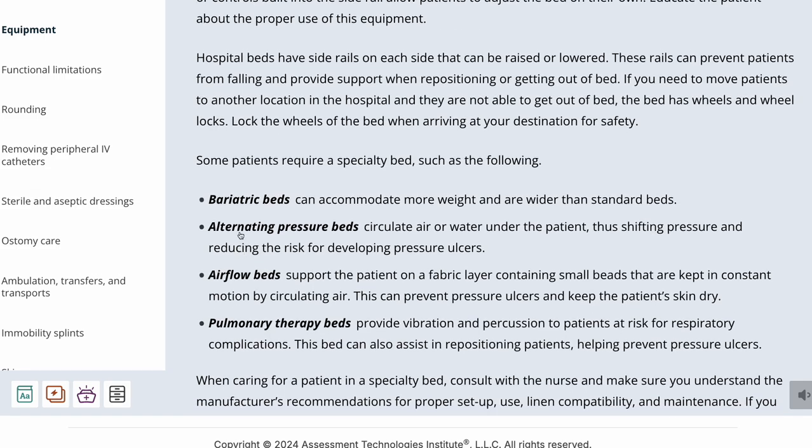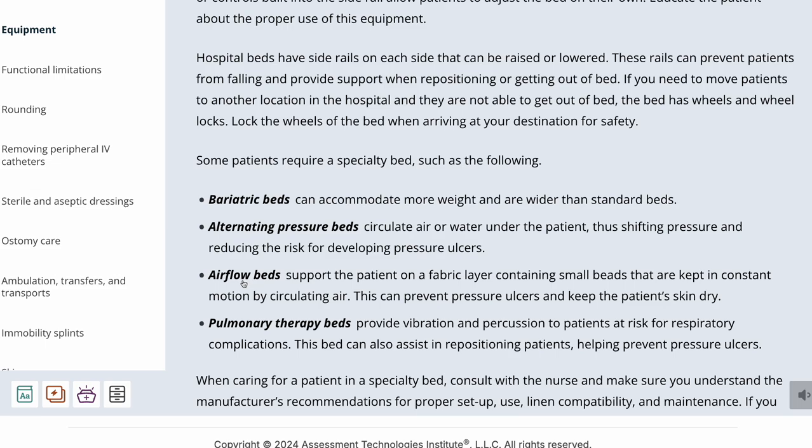Then you have alternating pressure beds, where it's kind of like an air mattress, but it pumps up and then goes down, pumps up on the left and goes down, pumps up on the right and goes down. Why do you think we have an alternating pressure bed? To help the patient who is bedbound, so moving around so they won't get any pressure ulcers, that's right. It distributes the weight, because when you're laying in bed, you usually turn side to side without even thinking about it. But if I'm immobile, I can't. So this does that for me, distributing the weight so I don't get a pressure ulcer. I love those beds too, by the way.